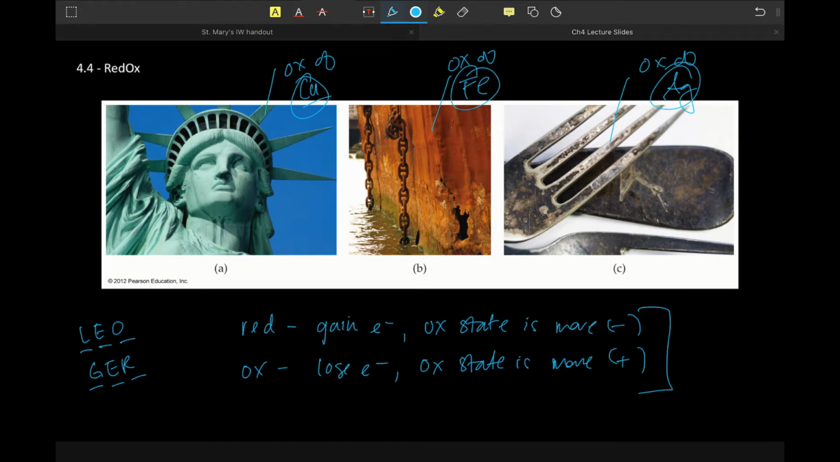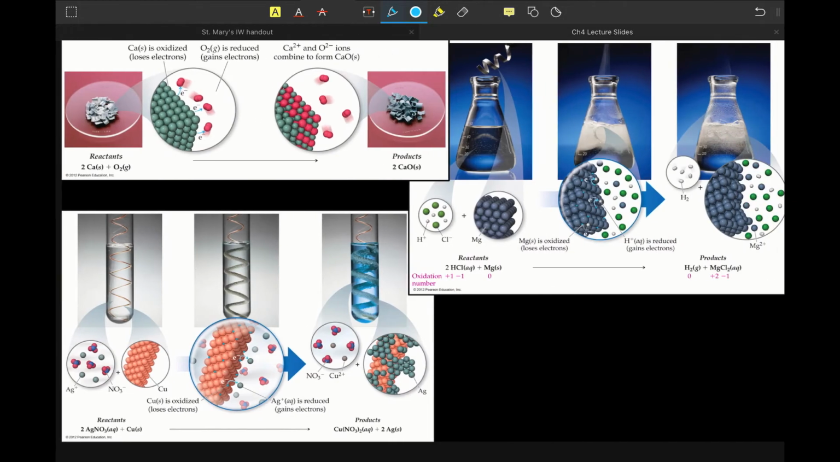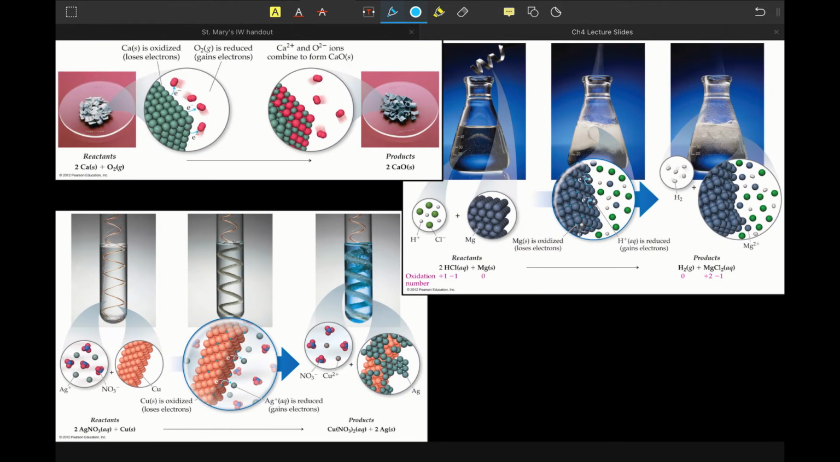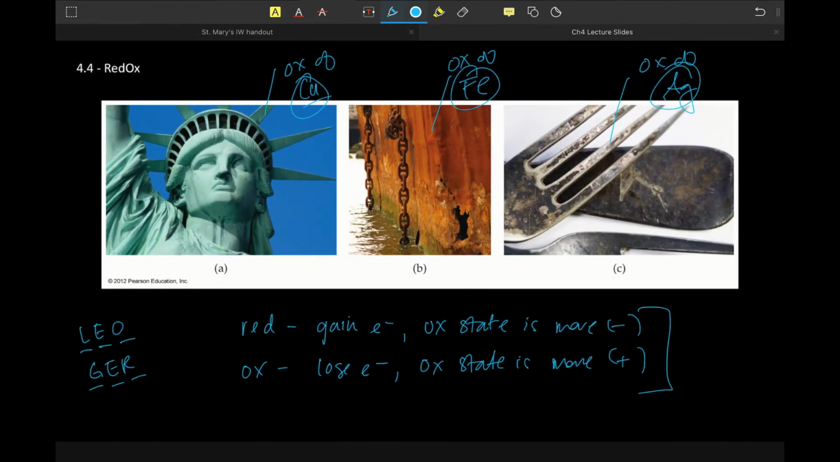That's what we've talked about since last year, right? Metals will tend to lose electrons in reactions, so they become cations. On the flip side, when we ask things like, can a metal be reduced? Your answer is no. Metals are not reduced. Metal ions can be reduced, but a metal can't be reduced.